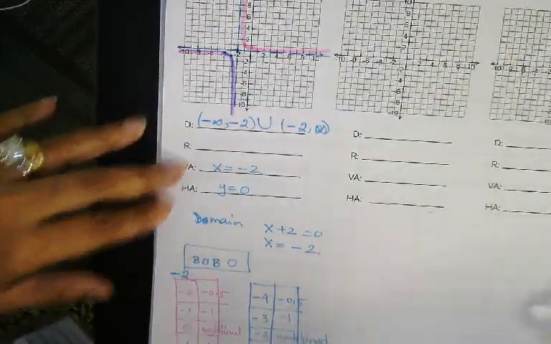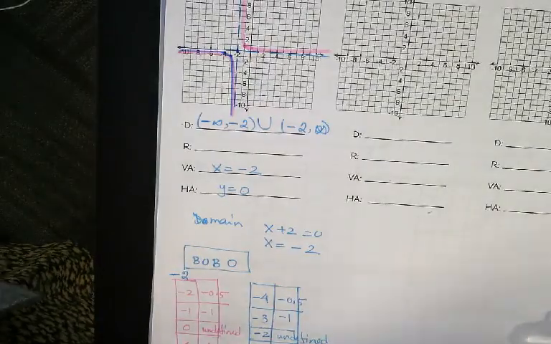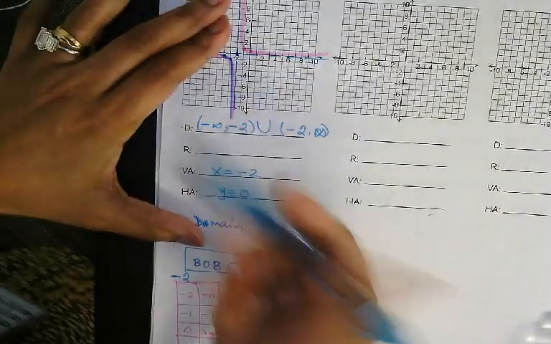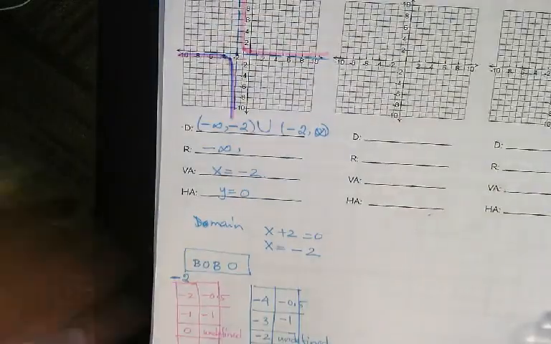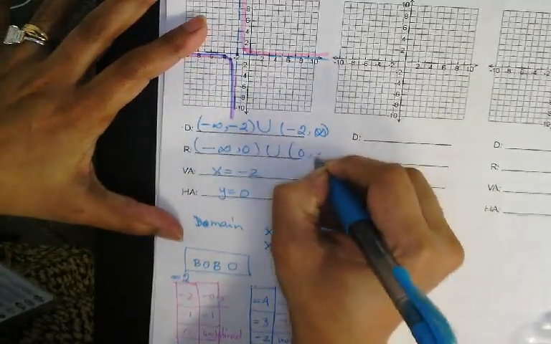What is the range? What's the range? Negative infinity up to 0, because that's your horizontal asymptote. You are going to go up to the horizontal asymptote and then 0 to infinity.